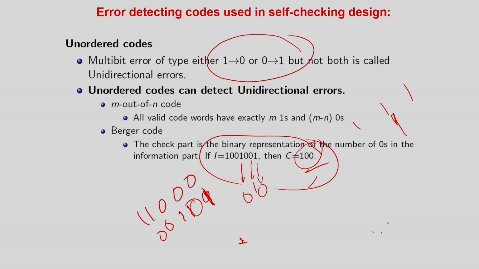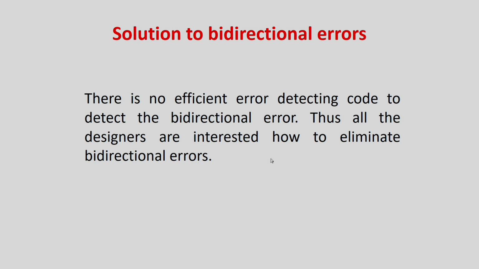So the fault will not be detected, because still the number of zeros will be 4. So what is the idea? There is no efficient error detecting code to detect bidirectional errors. Thus all designers are interested in how to eliminate bidirectional errors. This is the nightmare, so we have to eliminate it.